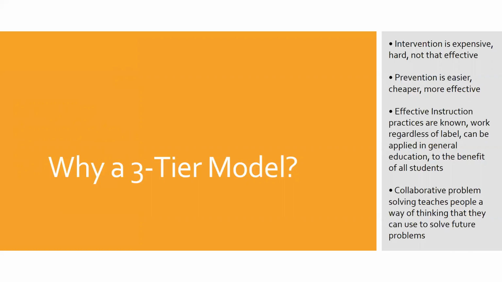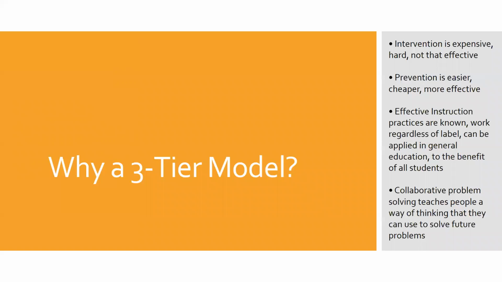So if we are getting our benchmark data back and we're seeing that more than that 15% is strategic and more than that 5% is intensive, then we need to go back and have a really good look at what our core instruction is doing in that first tier, all students getting the same information. If we're doing something wrong in tier 1, we need to strengthen that core prior to worrying about any interventions.